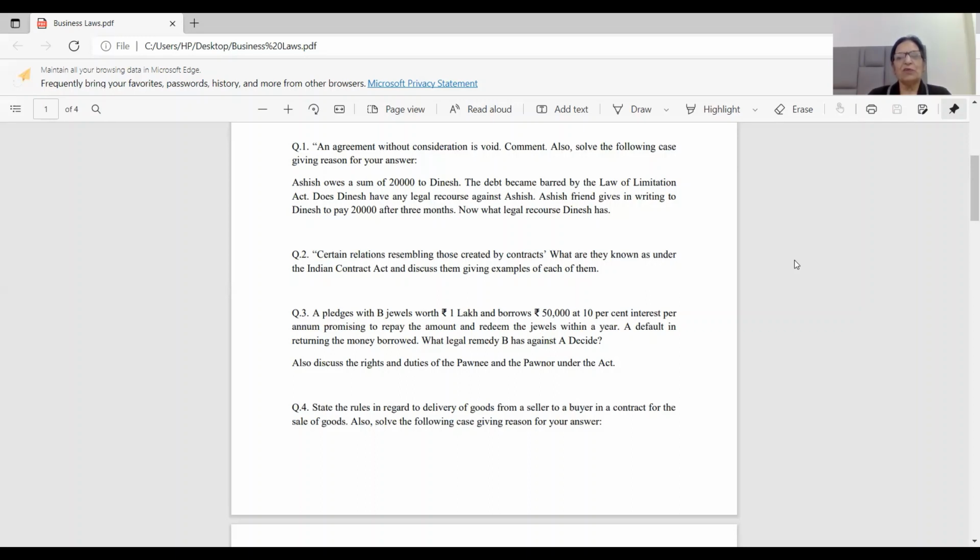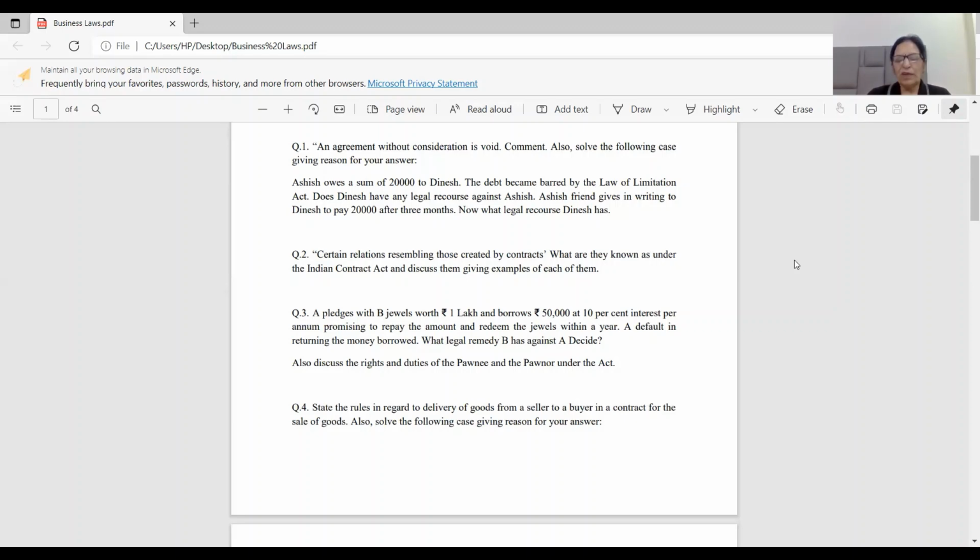So friends, you all know if the pledgor commits default, then the right is available to the pledgee that he can dispose of that asset in the market and realize his amount of debt. And if it falls short, then he can file a suit for the balance amount against the pledgor. So all these, friends, you will have to write under the heading rights and duties of the pledgor and the pledgee.